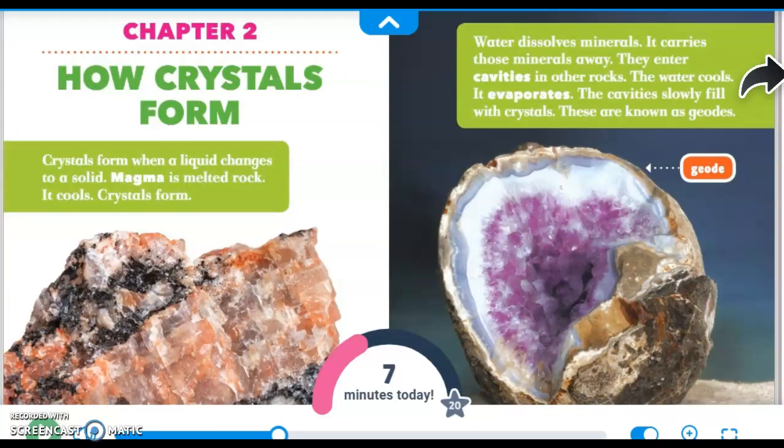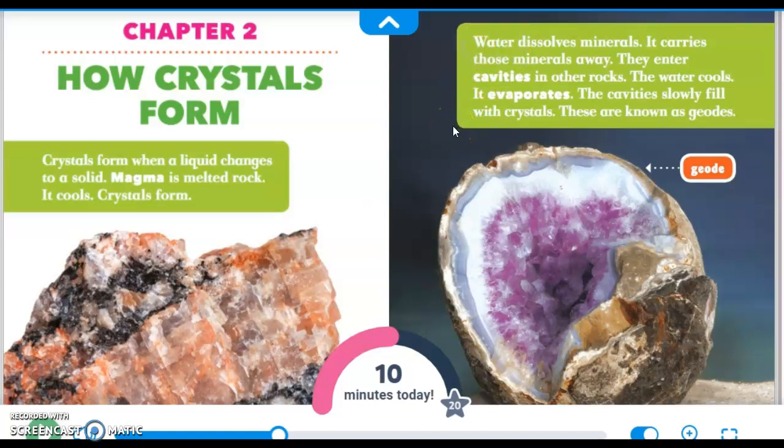Chapter 2, how crystals form. Crystals form when a liquid changes to a solid. Magma is melted rock. It cools, crystals form. Do you know what magma is? Where does magma come from? A volcano. Before a volcano erupts, the lava that's on the inside is known as magma. It is the molten rock on the inside.